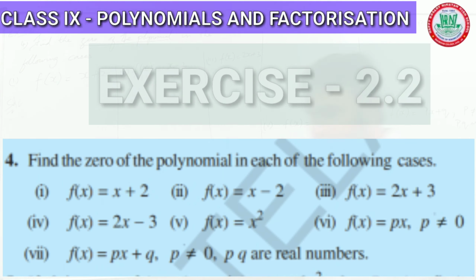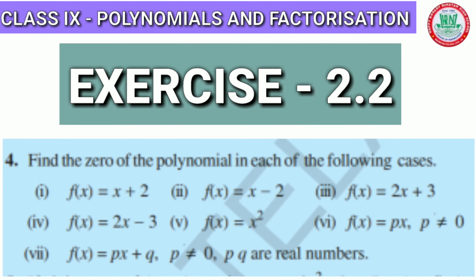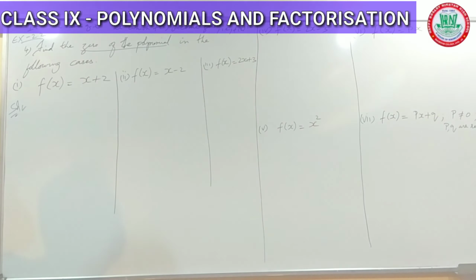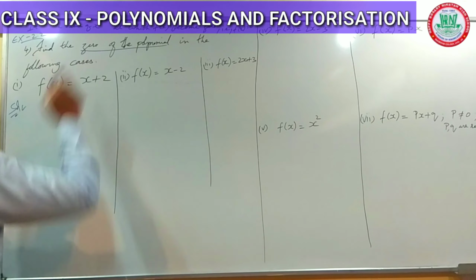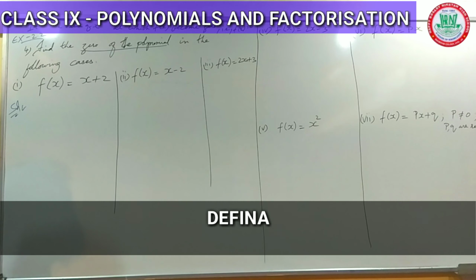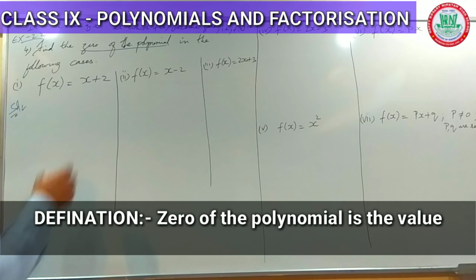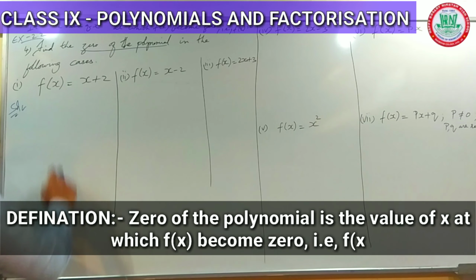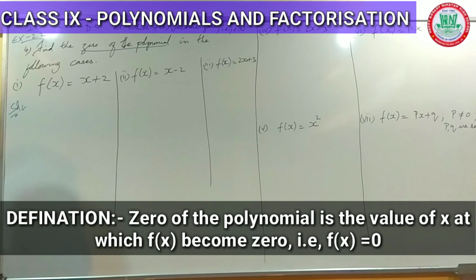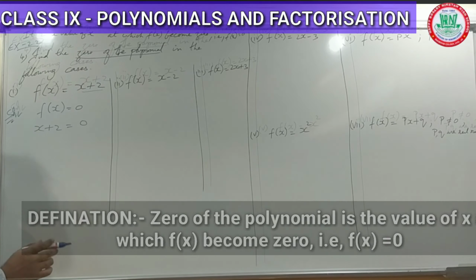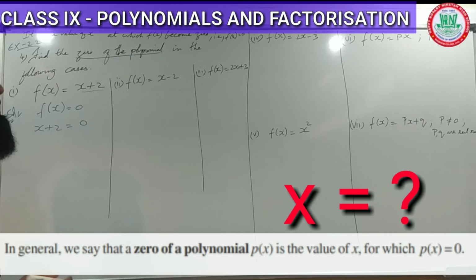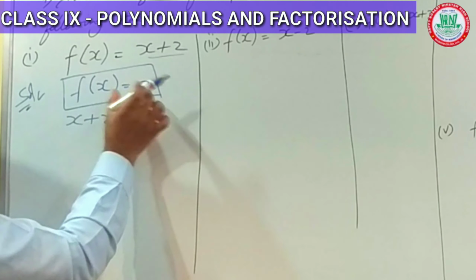So first we will have to understand what is the zero of the polynomial. In definition, the zero of the polynomial is the value of x at which f of x becomes zero. That is, f of x is equal to the polynomial, and in simple words we can say, find the value of x. Here I have taken f of x is equal to 0.